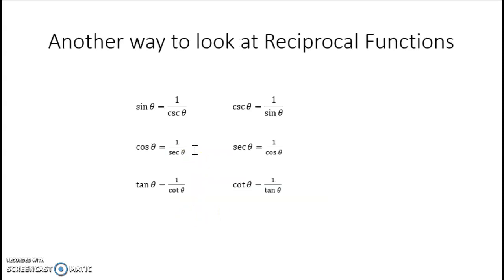Another way to look at your reciprocal functions is: cosecant is 1 over sine, or the opposite of that, sine is 1 over cosecant. Secant is 1 over cosine, or cosine is 1 over secant. Cotangent is 1 over tangent, or tangent is 1 over cotangent. They are reciprocals of one another.